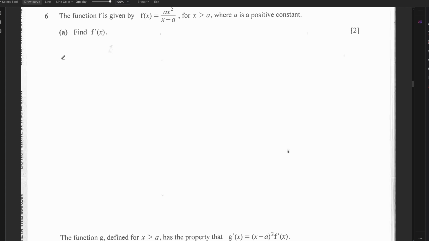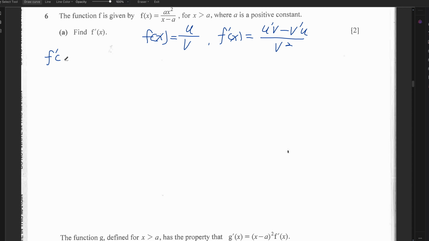Question 6. The function f is given by this, where a is a positive constant. Find f prime x. Simple differentiation and quotient rule. Okay? If your f(x) equals u over v, your f prime x is going to be u prime v minus v prime u, divided by v squared. Okay, so let's do it.